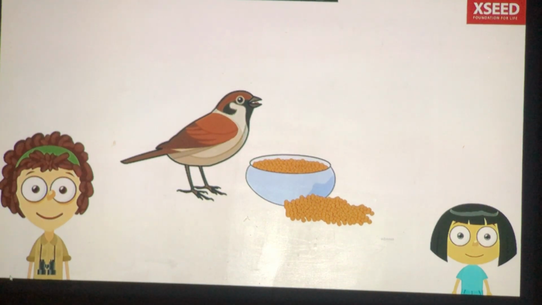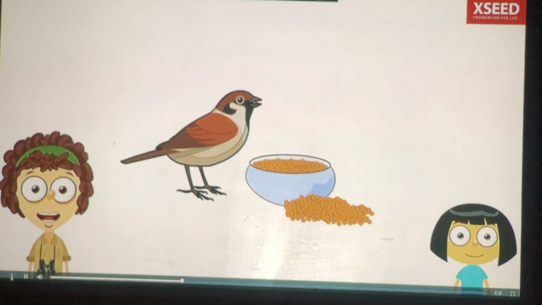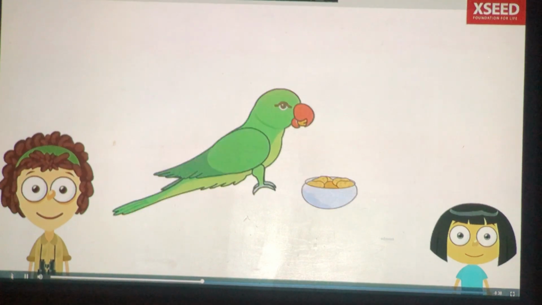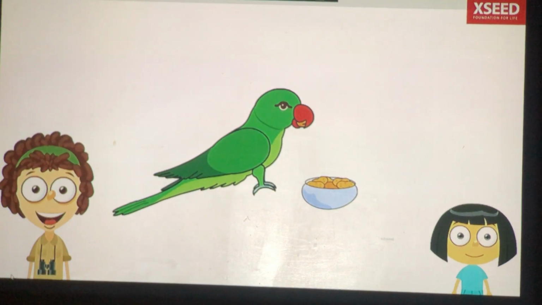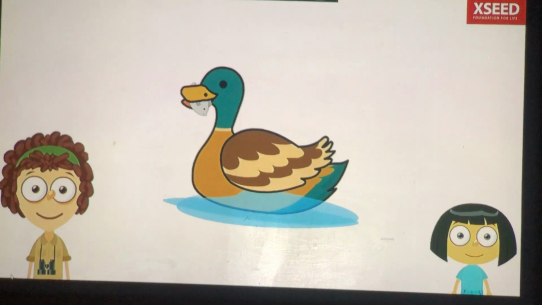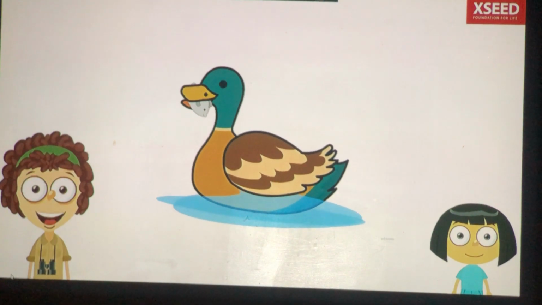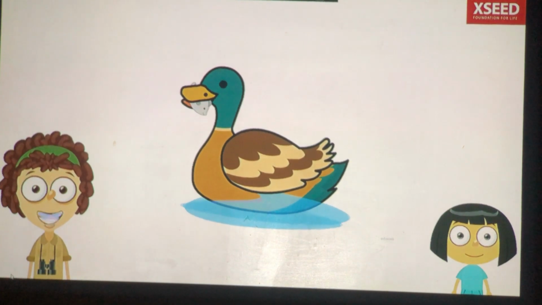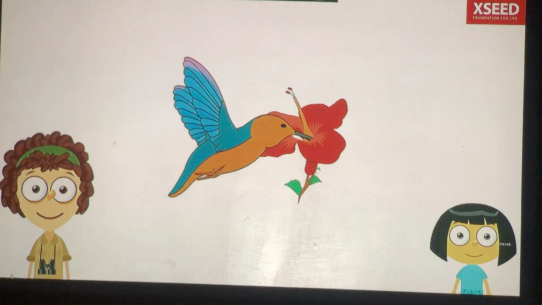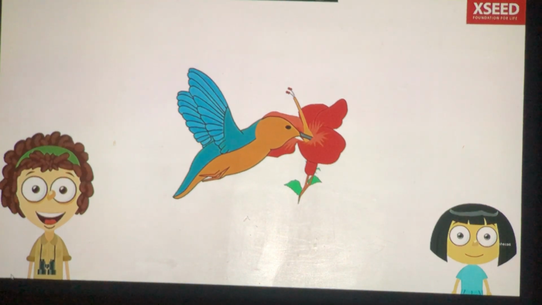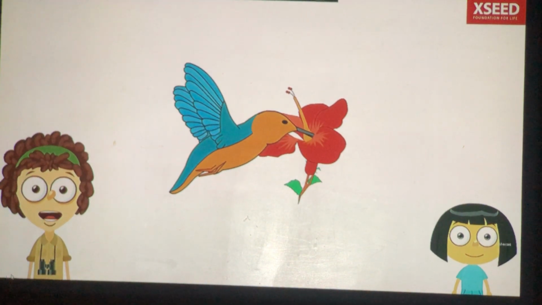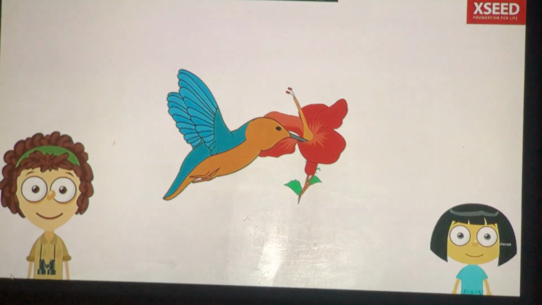Sparrows have small and pointed beaks that help them eat grains. Parrots have sharp and curved beaks that help them crack nuts and seeds. Ducks have flat and broad beaks that help them catch fish and worms. Hummingbirds have slender beaks that help them suck nectar from flowers.